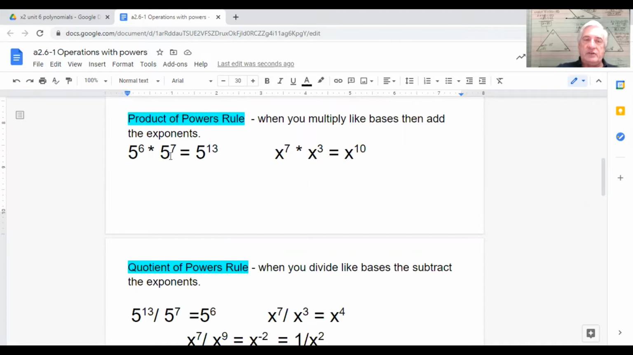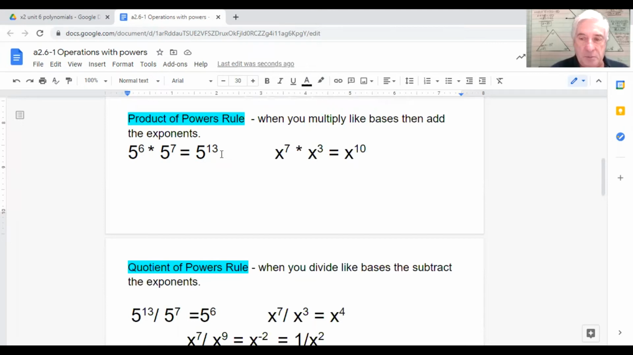5 to the 6th times 5 to the 7th. They've got to be like bases. You can't do it with x and 5. You can't do it with 5 and 6. You can't do it with x and y. 6 plus 7 is 13. And I don't know what 5 to the 13th is.